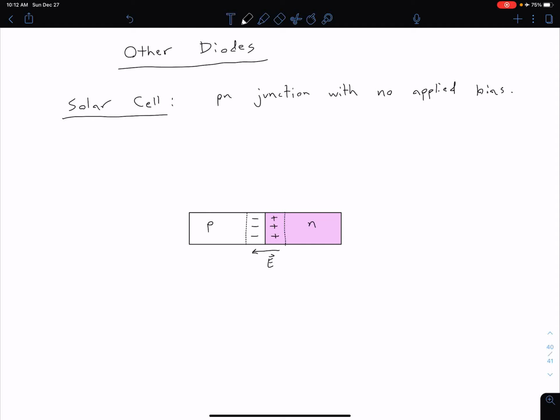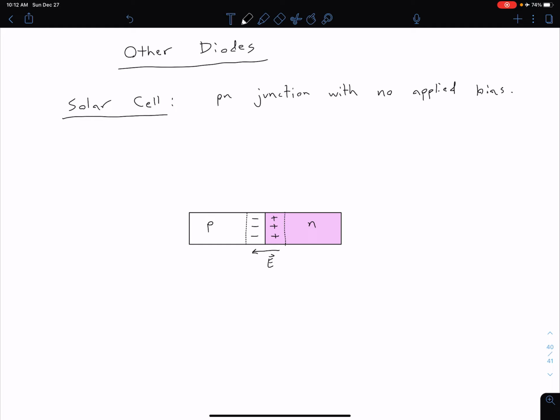In the next unit, we're going to look at some specific diode circuits and talk about different analysis techniques. But as a final note in this first unit, what I want to talk about is just some specific types of diodes that have special applications.